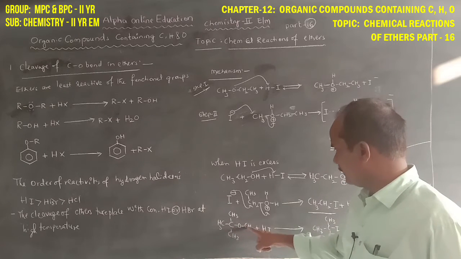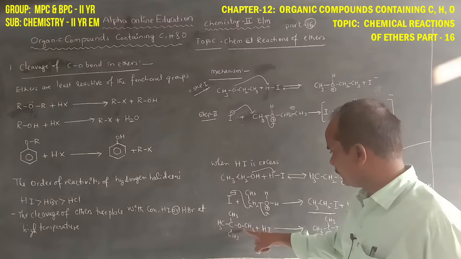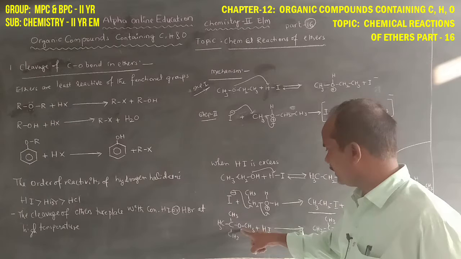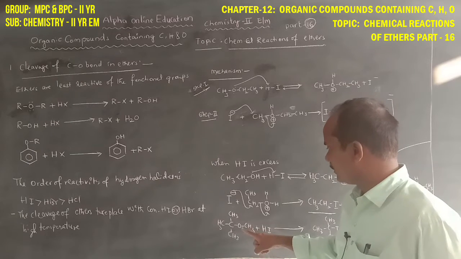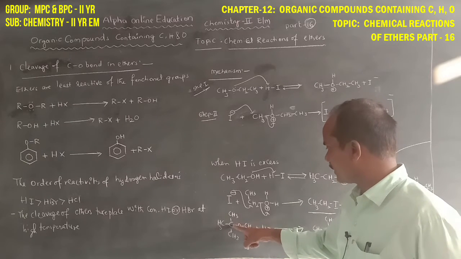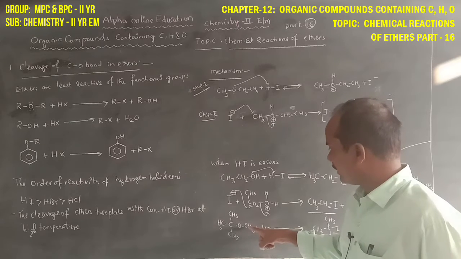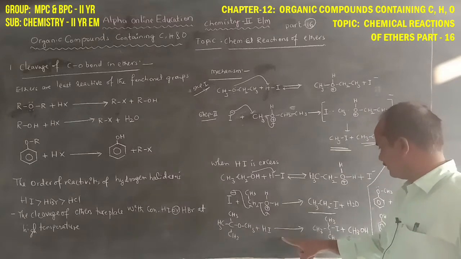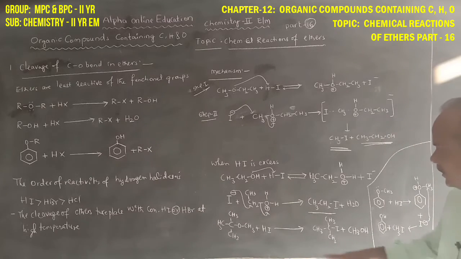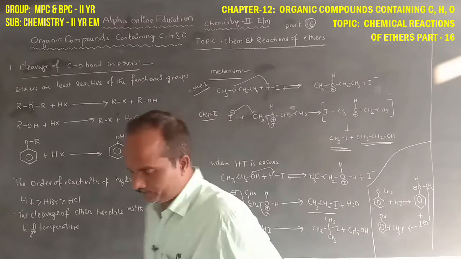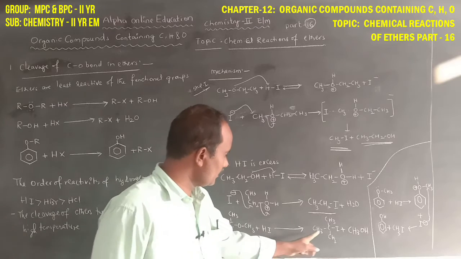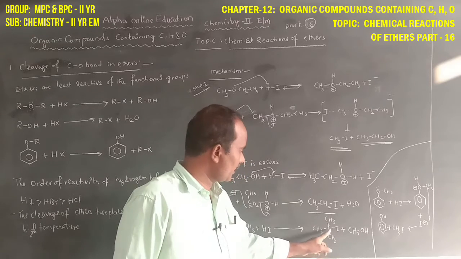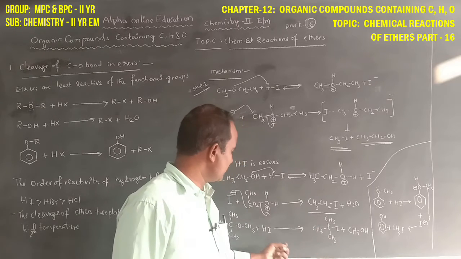Suppose we take a methoxy group and a tertiary butoxy group. This is methyl tertiary butyl ether. When this ether is treated with hydrogen iodide, tertiary butyl iodide is formed.